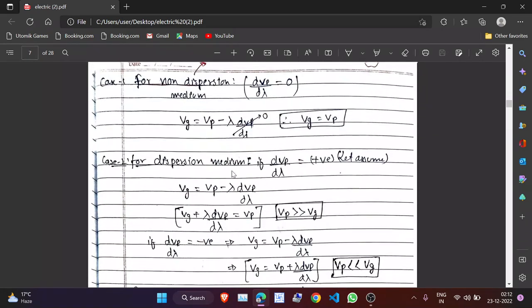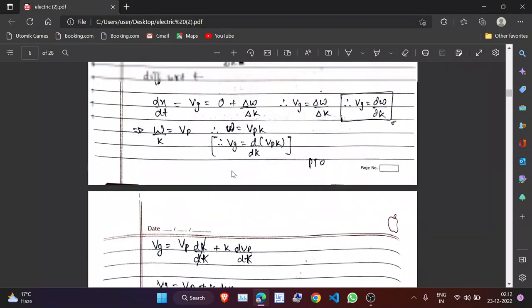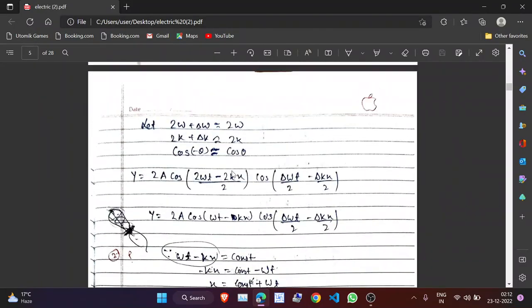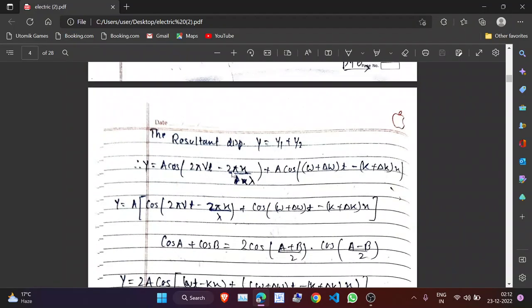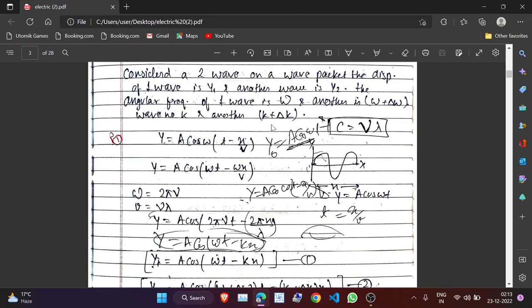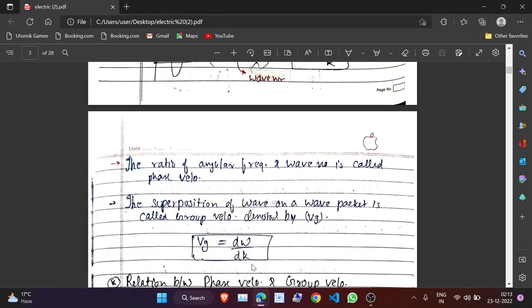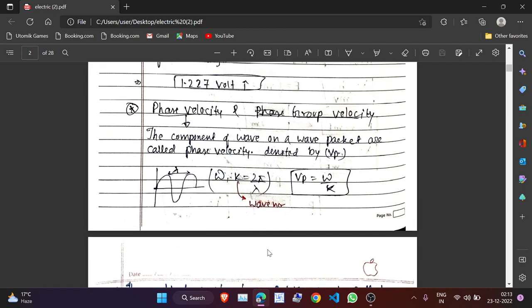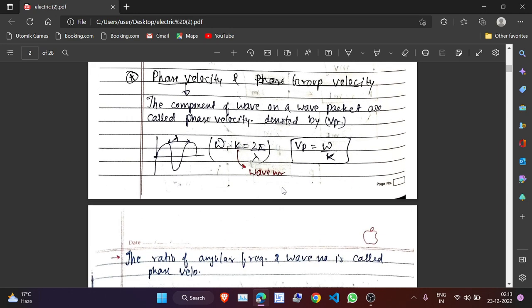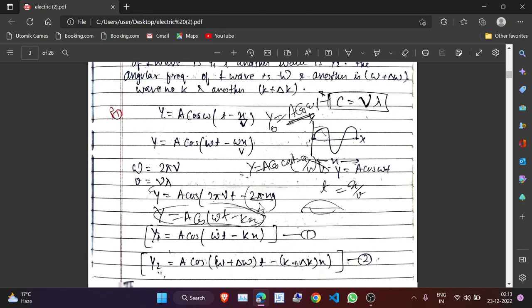In the previous lecture we were discussing the relationship between phase velocity and group velocity. We have studied that the phase velocity is equal to omega upon k and the group velocity is equal to del omega upon del k. So the relationship between phase velocity and group velocity, we have derived this expression like this.